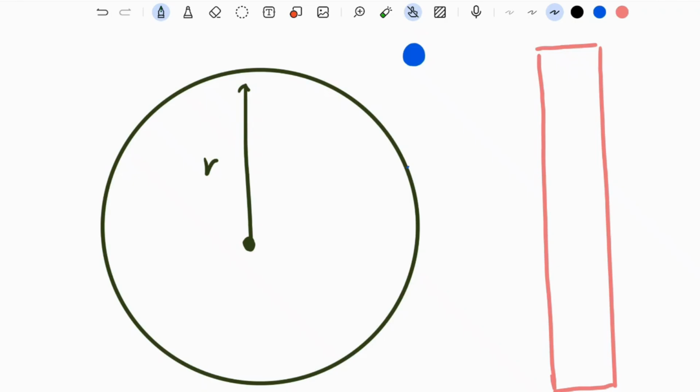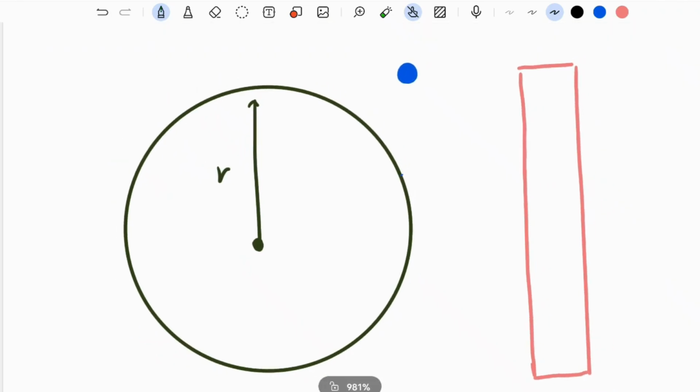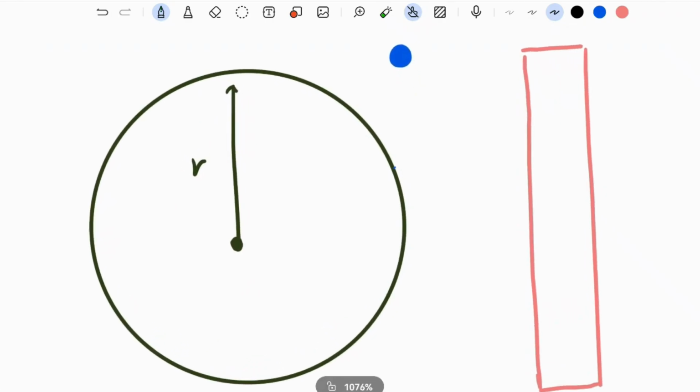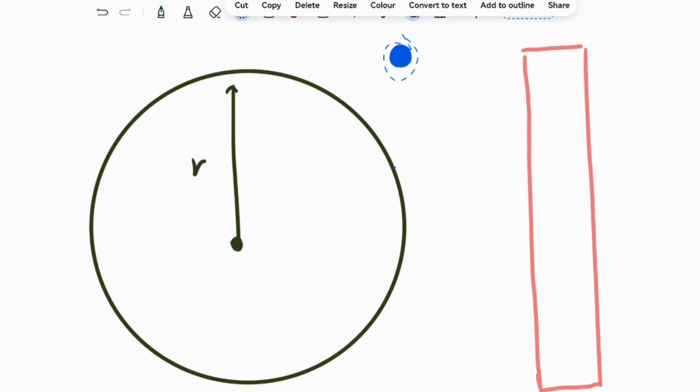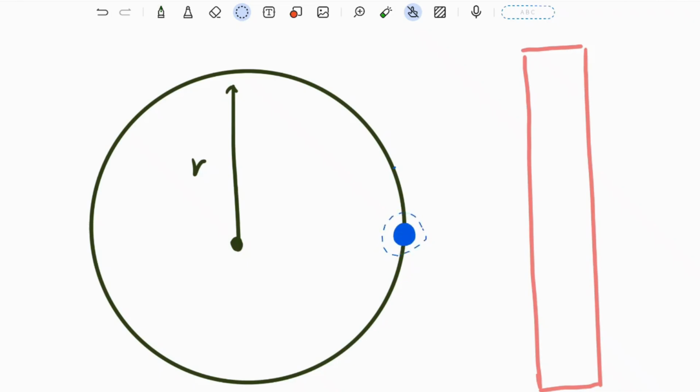Okay, so I have drawn a circle, as you can see here, with radius r. And what I'm going to do is show you the motion of this blue dot. Initially, the blue dot is at equilibrium. I'm going to label this point as equilibrium. EQ means equilibrium.